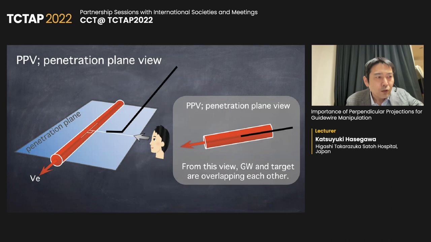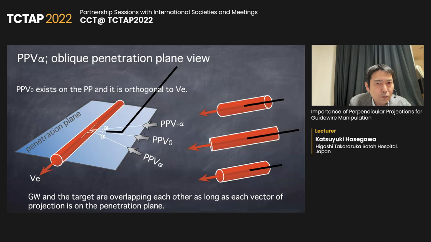Here, let me check the terminology again. Penetration plane is defined as a certain plane from which both target and the guide wire are overlapping each other, like this slide. PPV alpha means oblique penetration plane view. PPV zero exists on the penetration plane, and it is an orthogonal vector to VE, the vessel axis. And PPV alpha means one of the oblique penetration plane views, and alpha is the value of deviation from PPV zero.